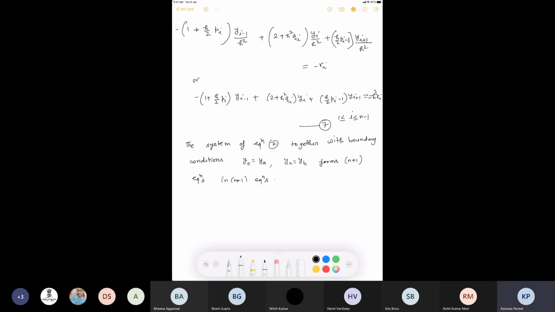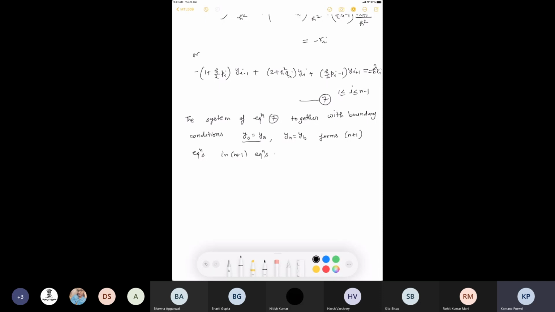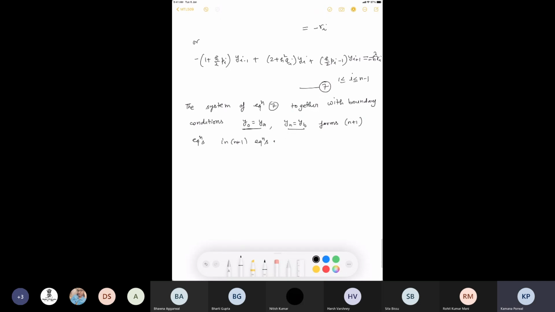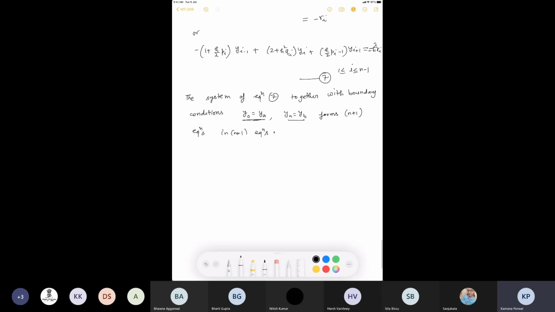Okay, so we can write it in matrix form and solve for it. But note that since we know y0 and yn explicitly, we can take them out from these equations and put them on the right hand side, right? y0 is going to appear only when I is equal to 1, and yn will appear when I has the last value, n minus 1. So for these two equations, I can further simplify by substituting the values of y0 and yn and get a reduced system of equations.